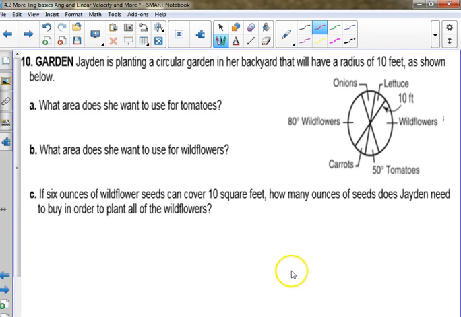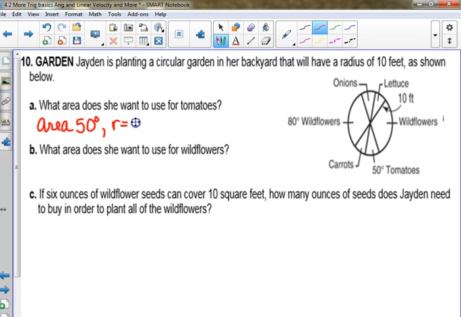All right, so we're going to do a little practice. It says, what area does she use for tomatoes on this question? These are really hard to read, but these are degrees. And tomatoes, it says, is 50 degrees. So we want the area for 50 degrees when the radius is what? Anybody see that in the problem?